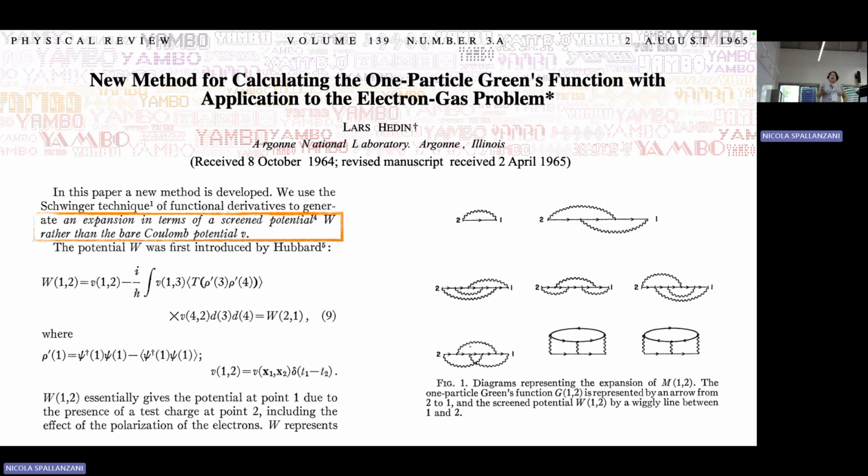So in 1965, Hedin introduced a new method to compute our now famous one-particle Green function. He uses perturbation theory, but as he says in the text, he makes an expansion in terms of the screened potential that we have seen before. Instead of using the Coulomb potential, for the reasons I said before, the screened potential is much weaker and much easier to treat as a perturbation. And he introduced again a series of diagrams for the self-energy.